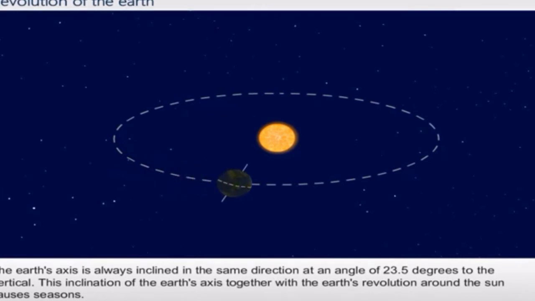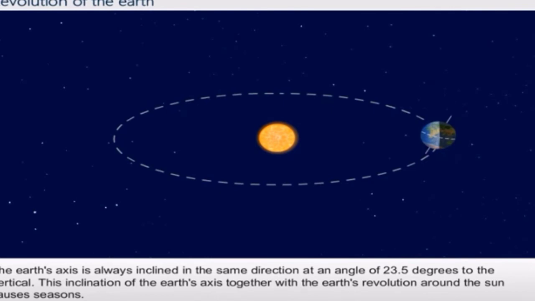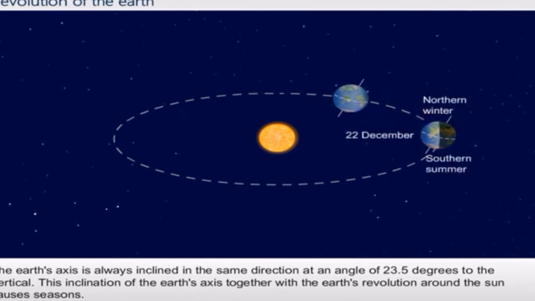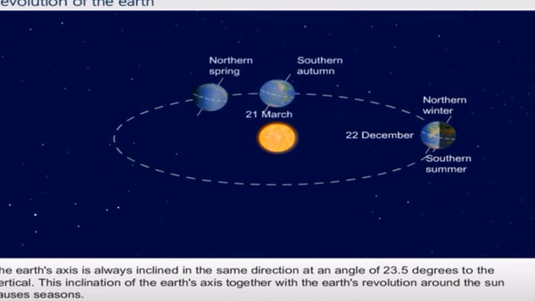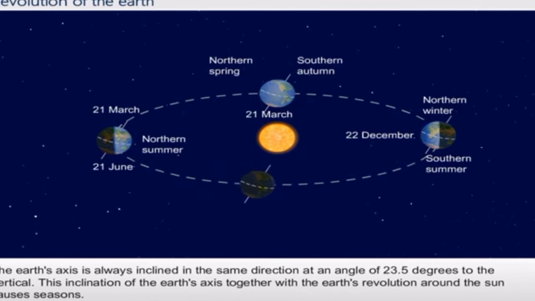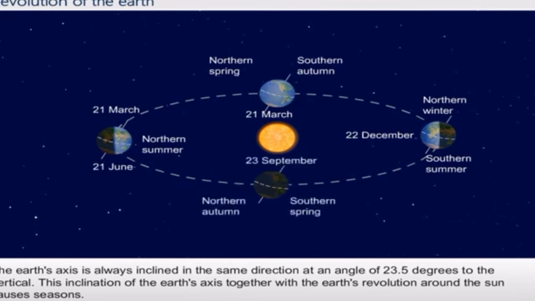The Earth's axis is always inclined in the same direction at an angle of 23.5 degrees to the vertical. This inclination of Earth's axis together with the Earth's revolution around the sun causes the seasons. You can see how the northern hemisphere, southern hemisphere, and the eastern and western hemispheres face towards the sun, and on which dates.